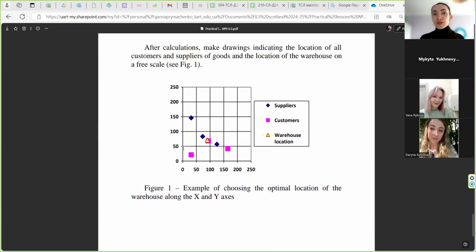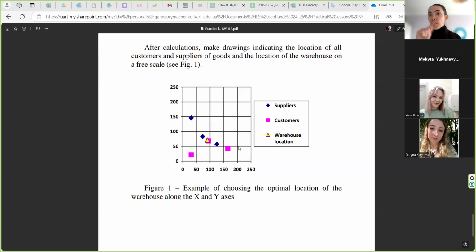So we need to have the same result. From 0, the start of our coordinate surface, to, for example, 250 kilometers, but you can use your own locations, your kilometers, and by Y also from 0 to your biggest distance in kilometers, and have 6 points without the yellow triangle, because we need to find where our warehouse is located. Only 3 suppliers and only 3 customers.